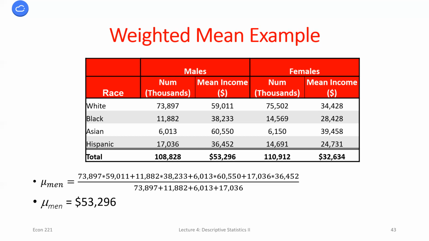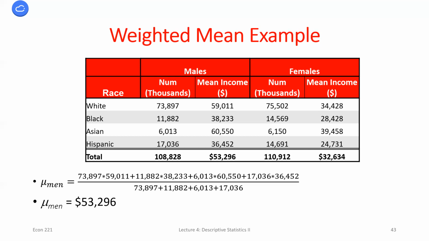But the numerator, right, just like we were before with the variance, you could create another column where you take 73,000 times 59,000, write that number down. Then 11,800 times 38,000, write that number down, right? You break this into steps if you wanted to make it a little bit easier to do by hand.